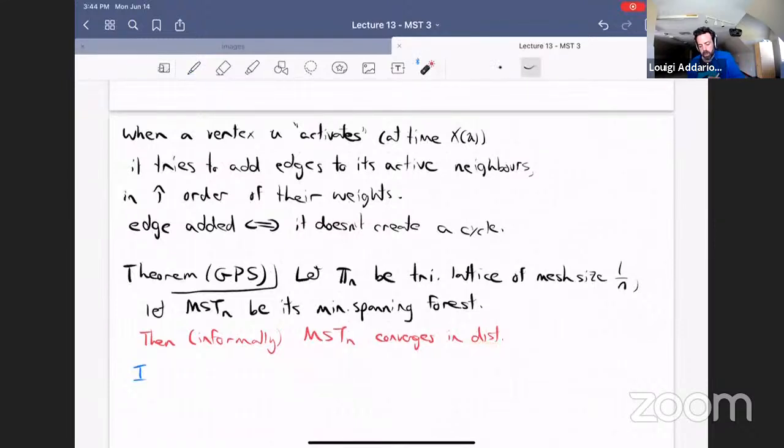making sense of this requires me to tell you what I mean by convergence in distribution in this context. That requires a bit of thought, because these are objects that, as the mesh size gets small, are spanning a dense set of points in the plane. So if you just naively zoom out and think about, say, the Hausdorff sense of convergence for this subset of the lattice, you'd just be converging to the whole plane. Okay, so if you do something too naive, there's no hope for a non-trivial limit.